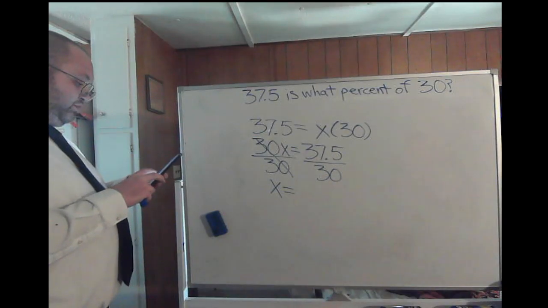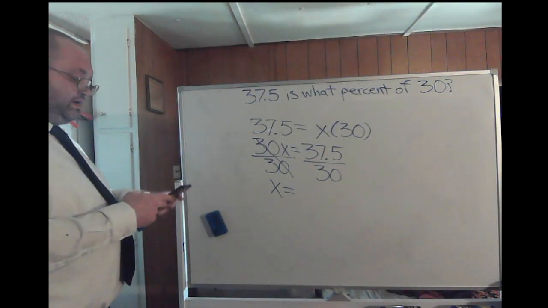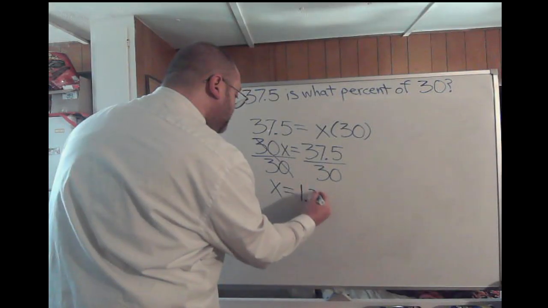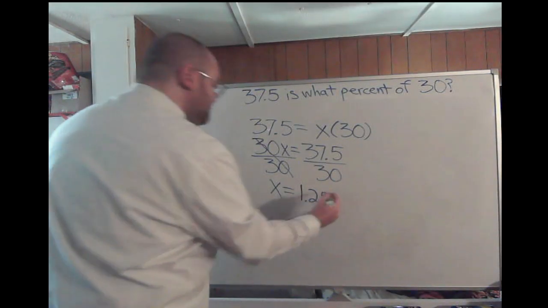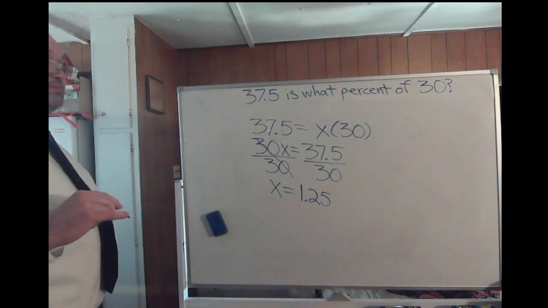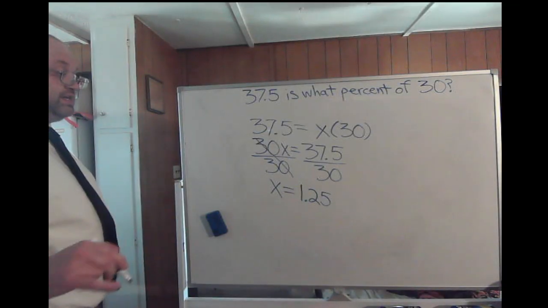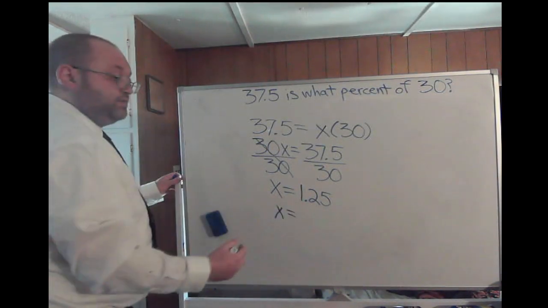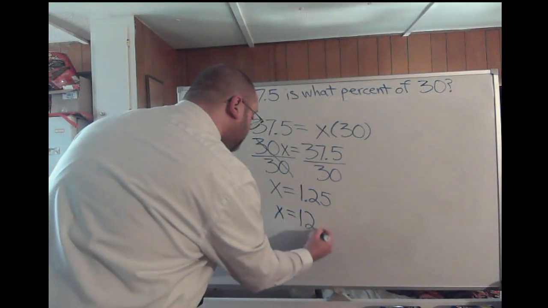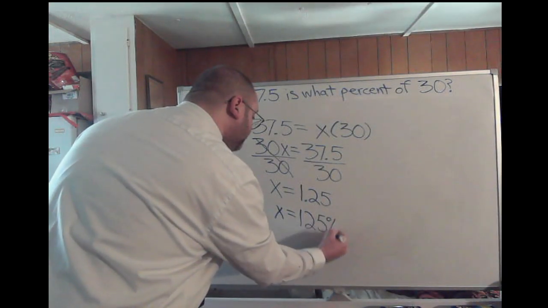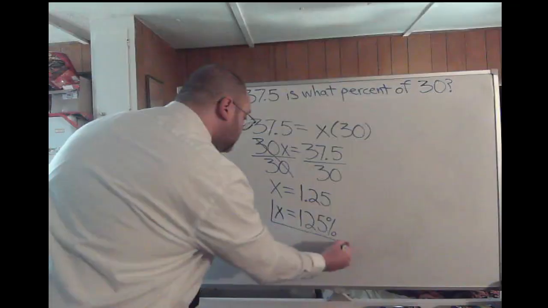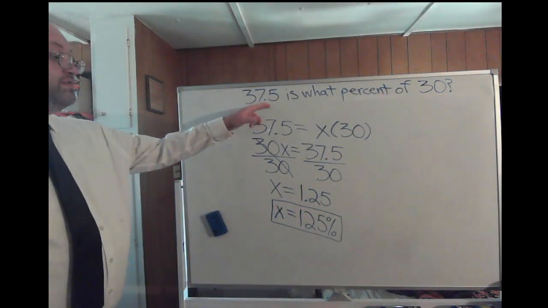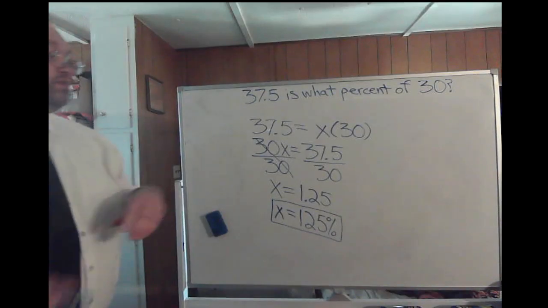So 37.5 divided by 30, I get it as a decimal of 1.25. So as a decimal, we have 1.25, but we need to get this answer as a percent, which means all I have to do is move the decimal place 2 to the right, you'll get 125%. So x is 125%. So that means 37.5 is 125% of 30.